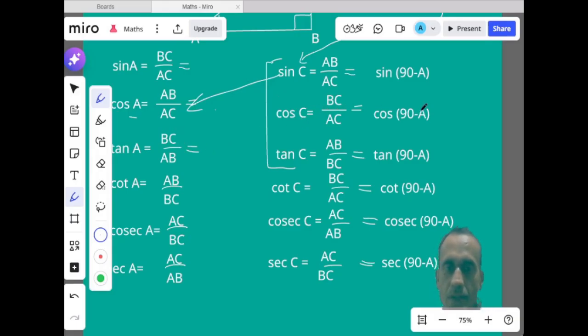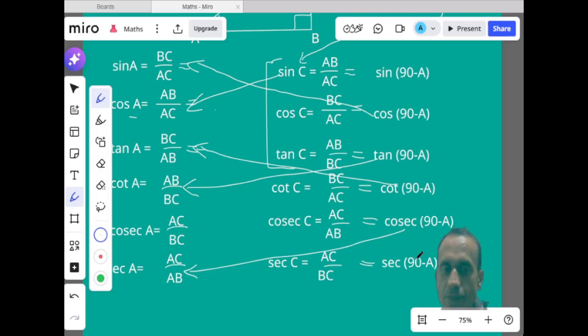Then BC by AC is cos C, or cos 90 minus A. So cos 90 minus A is equal to BC by AC. Tan 90 minus A, AB by AC. Where is it? Oh, sorry, AB by BC. This is here. So tan 90 minus A is equal to cot A. Then cot C, cot 90 minus A, is BC by AC. So cot 90 minus A is equal to tan A. Similarly, here we can match it, AC by AB. So cosec 90 minus A is equal to sec A. Sec 90 minus A is equal to cosec A.